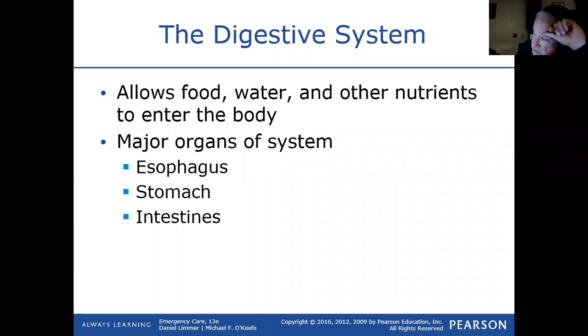And then the digestive system. We said the purpose of the digestive system is to bring in the nutrients we need by eating food, right? So you have your esophagus, which is the tube that moves the food from your mouth to your stomach. Then you have your stomach that starts to break down the food by mixing it with acid and bacteria. It sends it into your intestine.